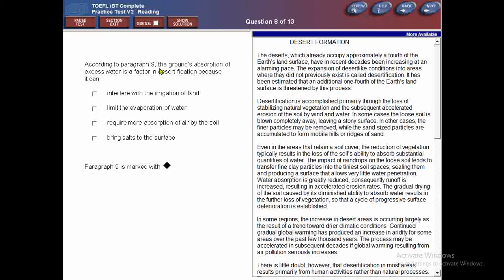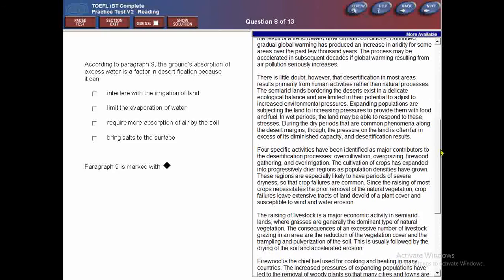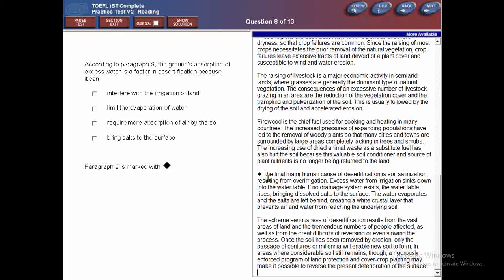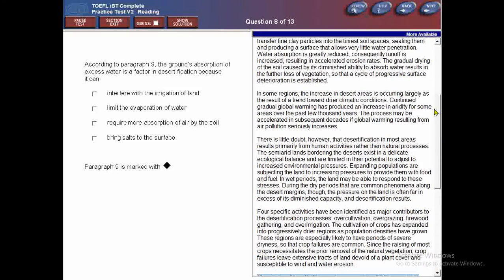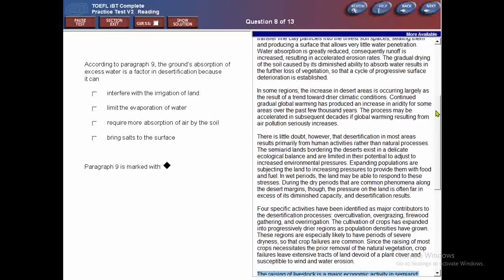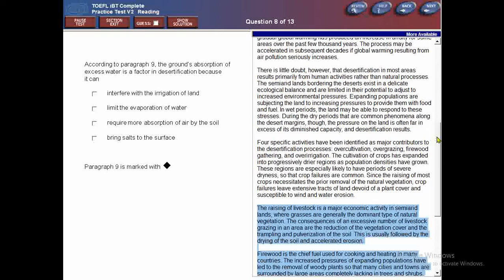According to paragraph 9, the ground absorption of excess water is a factor of desertification because it can. Okay. We have answered the question from paragraph 6. Now we are in paragraph 9. 7 and 8, there are no answered questions. Okay. So we do not know what is stated. We have no idea about what is stated in paragraph 7 and 8. Okay, but we can predict and we can get the idea of what it will be. But how? Who?